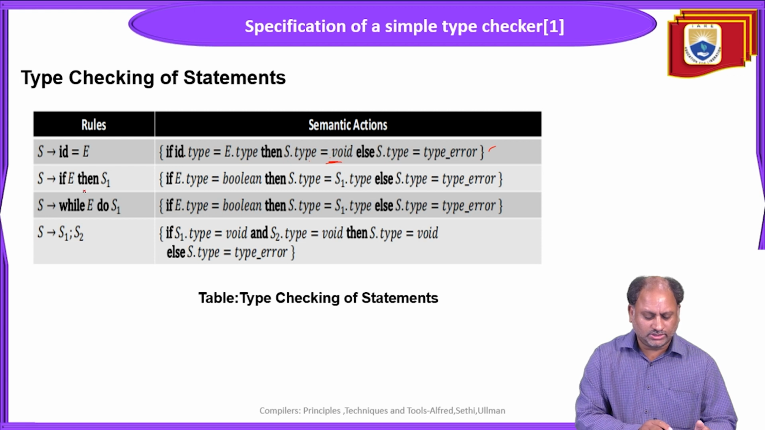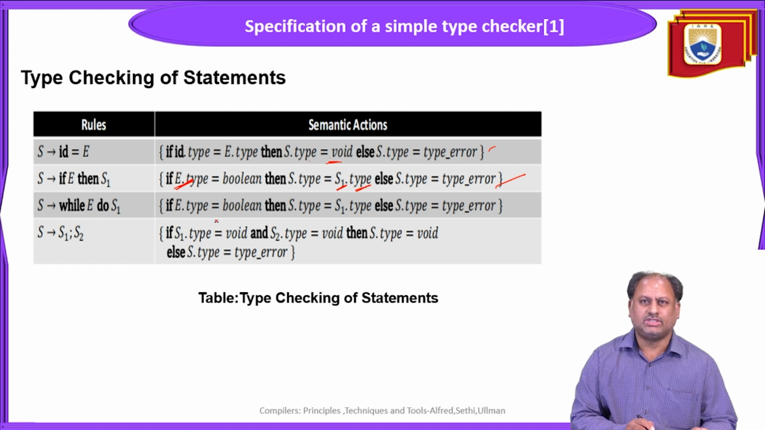And here the if condition, if E then S1, means the expression is of type Boolean, because the expression may return true or false. And if this is true, based on that S1.type will be executed. That means the evaluation of E.type takes place, then based on that the type is executed, else error state.